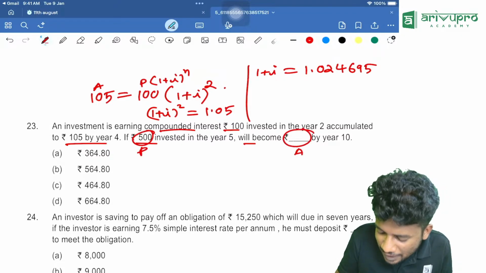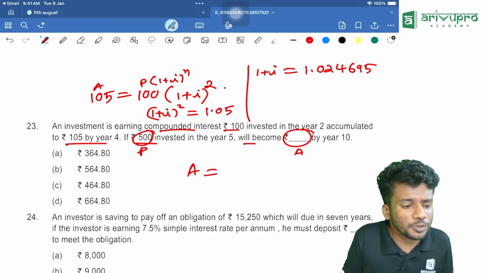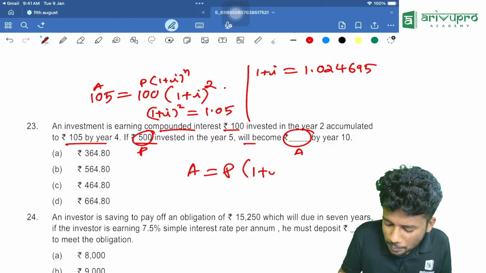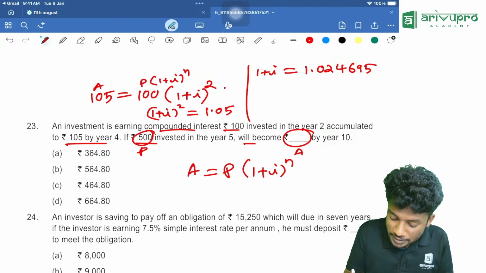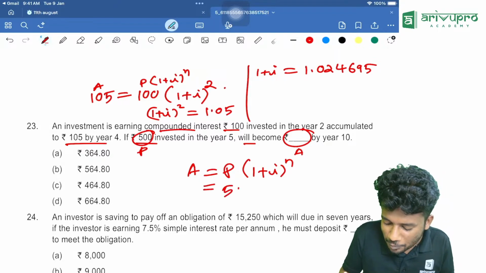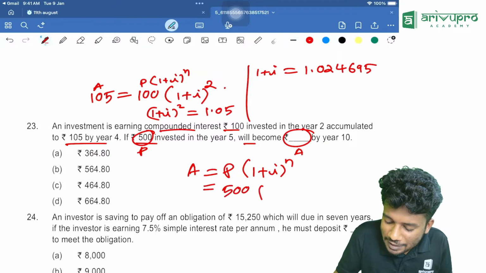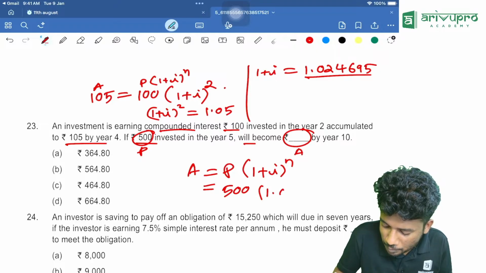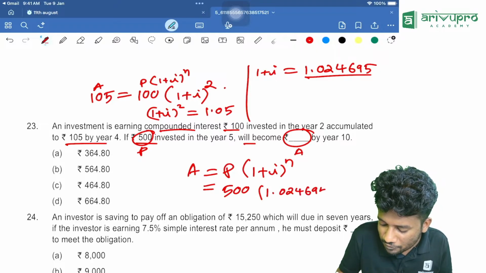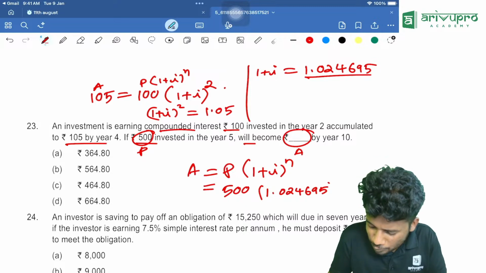500, we need to find the value of amount. Amount is equal to P into (1 plus I) the whole raised to n. Amount is how much we don't know, but principal is 500. Then 1 plus I value we already have, that is 1.024695. Anyway, that is on your calculator. You don't need to write or type.